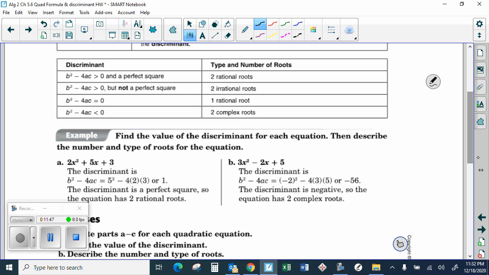This is actually better than I've seen in most books right here, because remember, this is what I talked about here, and a perfect square. Now it tells you there's two rational roots, but the key that you want to add on to this means it factors.